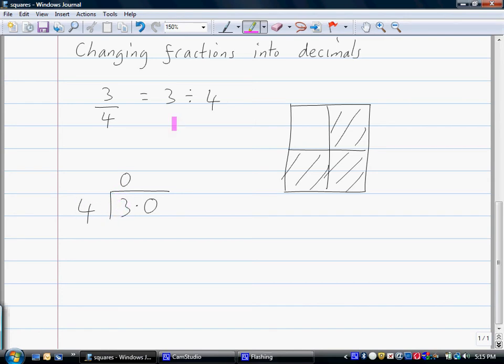So now I think of 4s into 30. Well, that goes 7 times. 4 7s is 28, so my remainder is 2. I can add another 0, put the remainder there. So now 4s into 20 is 5. There's no remainder, so I've finished. So that means that 3/4 is equal to 0.75.